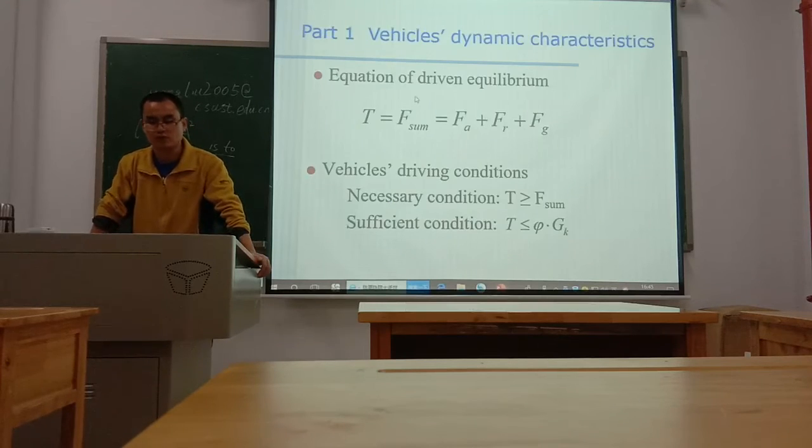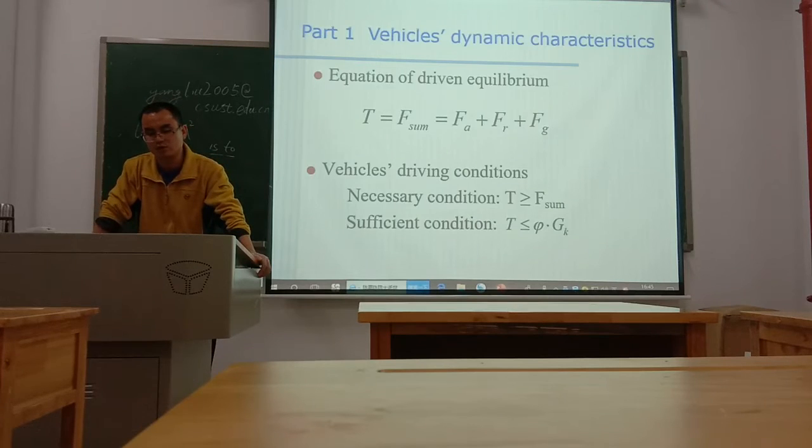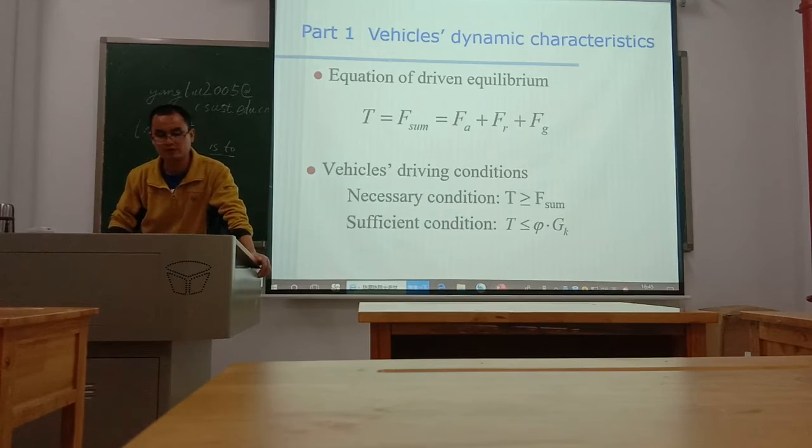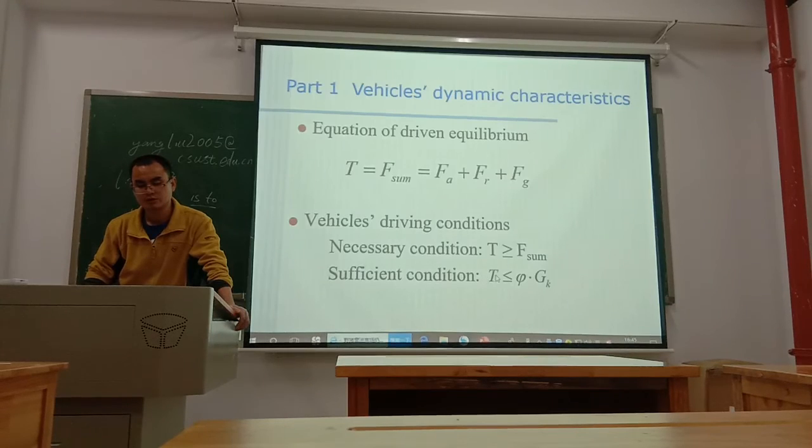Equation of driving equilibrium. Vehicle driving condition: T is greater than or equal to the sum of the resistances, and less than or equal to the adhesion limit.